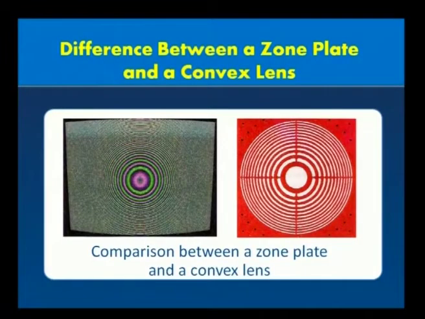Then for white light, the source has all the colors. As I told you in the last lecture also, the violet will come to a focus at a point nearer to the lens surface, whereas red will come to a focus at a slightly farther distance. By this what I mean is there will be chromatic aberration. All the colors will not come to a focus at the same point in the case of a convex lens, and also in the case of a zone plate.